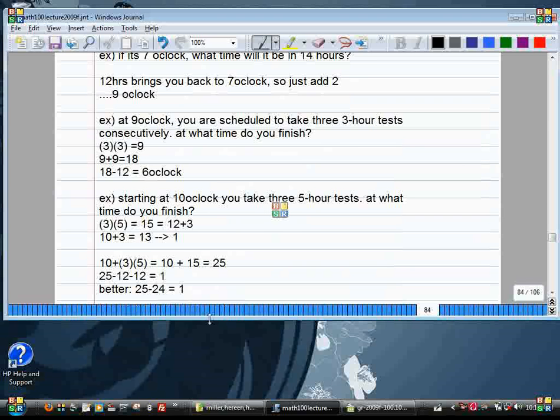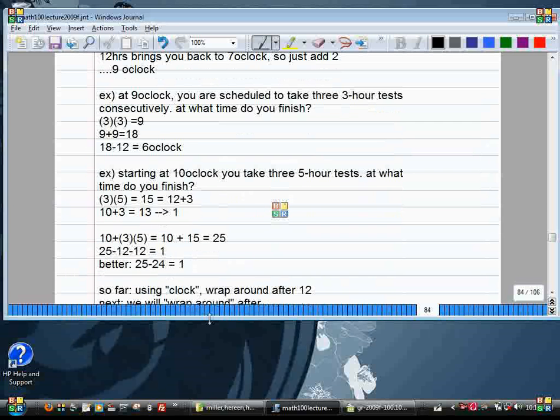So notice that you could either simplify it in the middle by saying adding 15 hours is really on the clock the same as adding 3 hours. So you could make that simplification in the middle, or you could just do it the way you did and make the simplification at the end. Your way is better, I think. Okay.